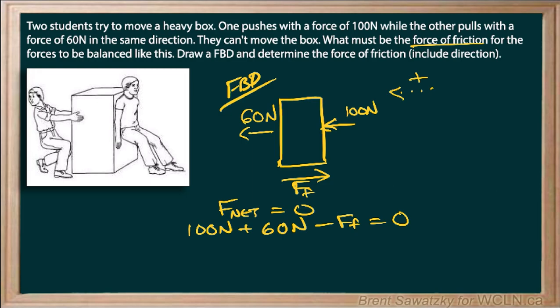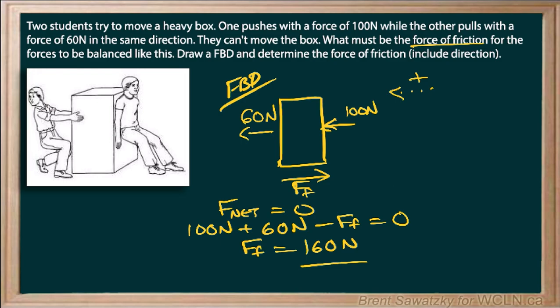So either way is fine. You can try it either way and see which way makes more sense to you. I'm going to put the negative right in there to start with, but when I get to the end, I'll have to remember that I already accounted for the negative. Okay, so let's carry on here. If we rearrange this, we can move the force of friction over to one side and we're left with 160 newtons on the other side.